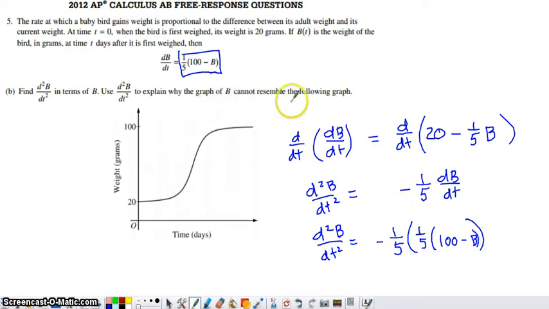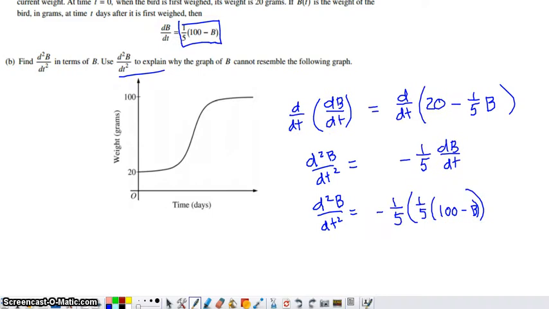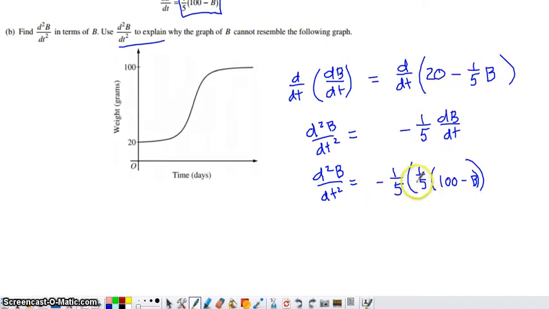Explain why the graph of b cannot resemble this following graph, and use this to explain that. Well, if you think about what the second derivative tells you about the graph of the original function, it tells you about the concavity of it. Let's look at this a little bit closer. Let's actually simplify the second derivative a little bit. Actually, I guess we can leave it in this form. So if we leave the second derivative in this form, this first piece of the product here is obviously negative. That'd be negative 1/25. So I'm going to rewrite this as negative 1/25 times 100 minus b.